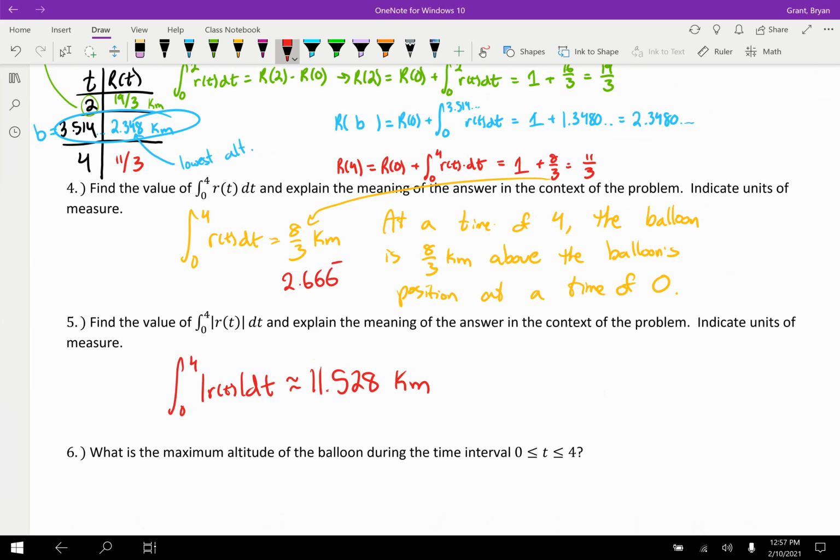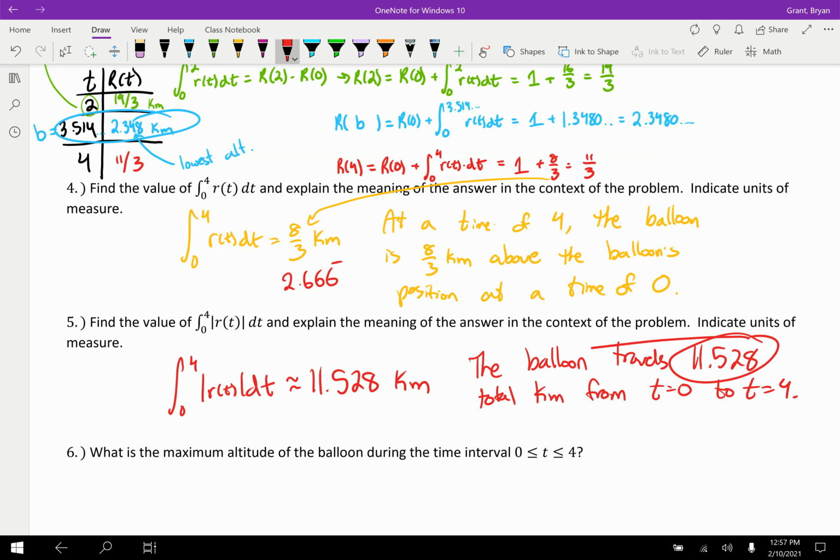So what is this? This is the balloon travels 11.528 total kilometers from t equals 0 to t equals 4. Right? We're not canceling it out. How does it travel those kilometers? Well, thinking of those three areas, first it goes up a distance, then it goes down a distance, then it goes back up, and we just added those three up to get 11.528.